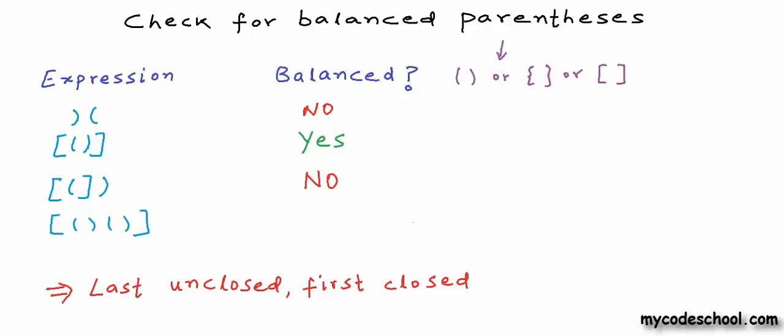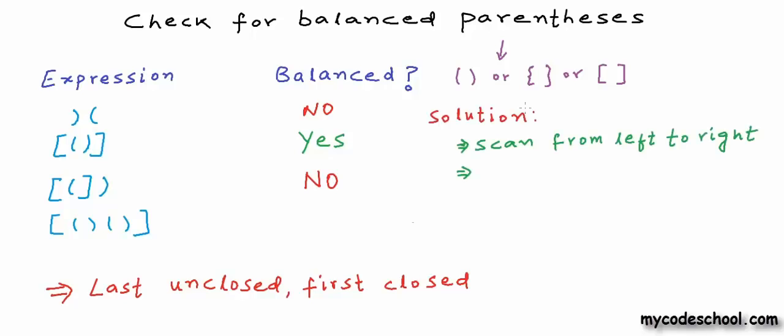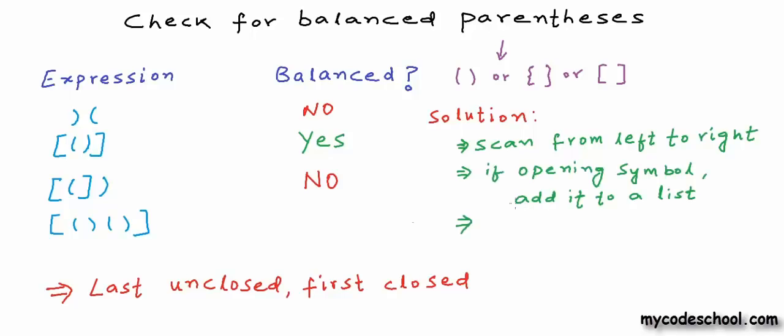We can use this approach to solve this problem. What we can do is we can scan the expression from left to right, and as we scan, at any stage we can keep track of all the unclosed parentheses. Basically, whenever we get an opening symbol, an opening parenthesis, an opening curly brace, or an opening square bracket, we can add it to a list. If we get a closing symbol, it should be the closure for the last element in the list.